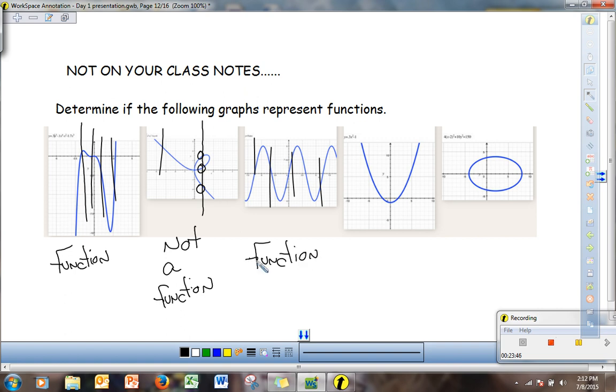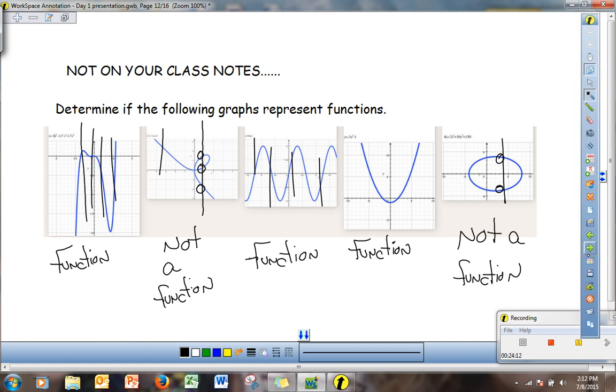What's your thoughts on the parabola? I'm hoping that you said it's a function. And then how about the last one? Not a function. The reason being, it will fail the vertical line test. Bam. I just hit it twice. That means that x value is repeated.